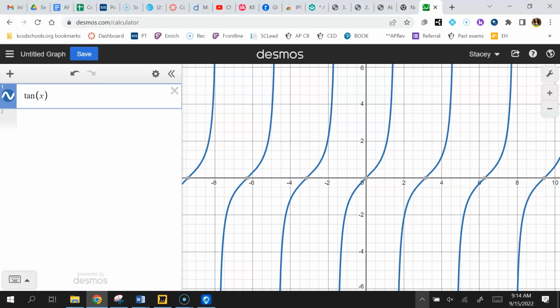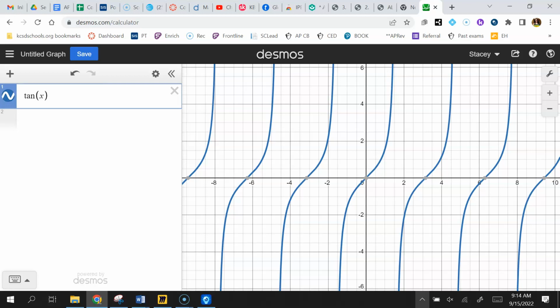Look at the graph of tangent x. Do you see why it has no horizontal tangents? Why? There's no max or min. It's always increasing. It never starts decreasing. Thank you. Does that make sense?